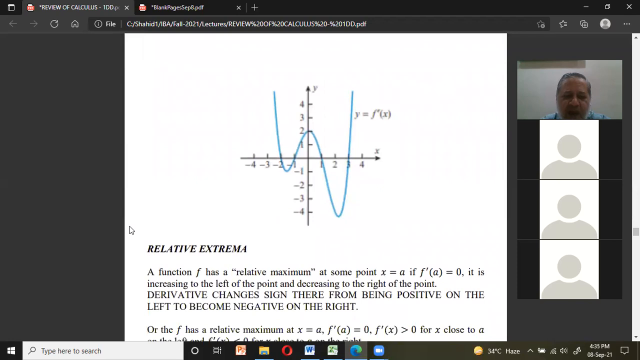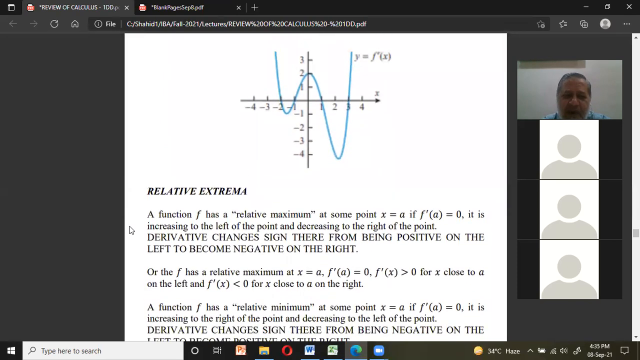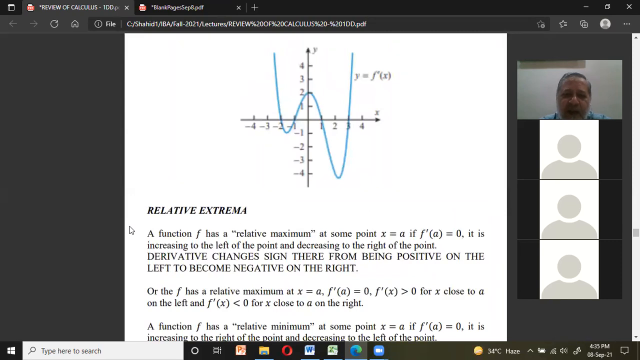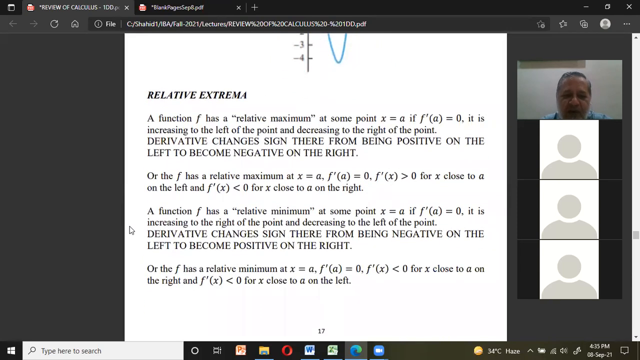So there is an example again, with the relative maxima and relative minima. Here it is increasing, here it is decreasing, here it is increasing again. And you can find the relative intervals of increase or decrease.